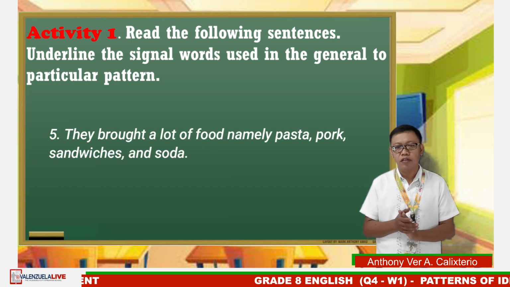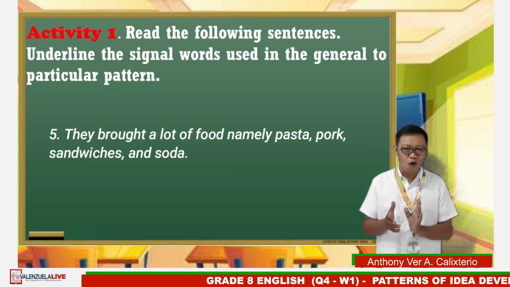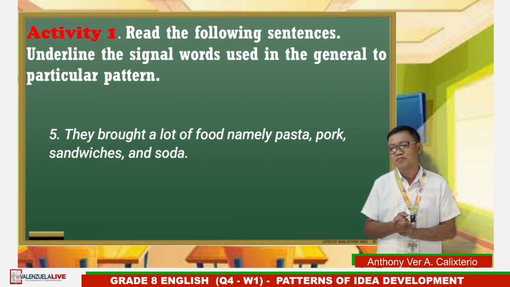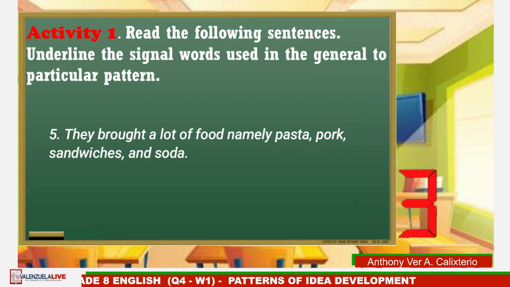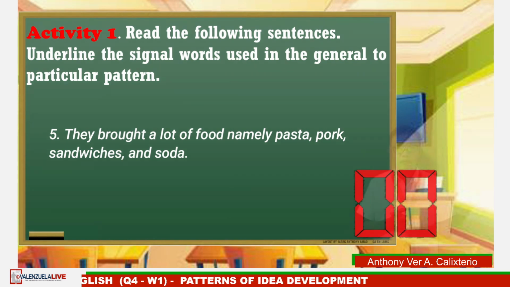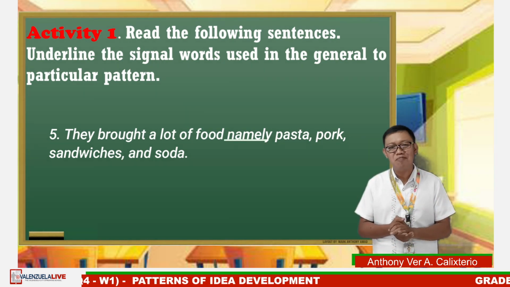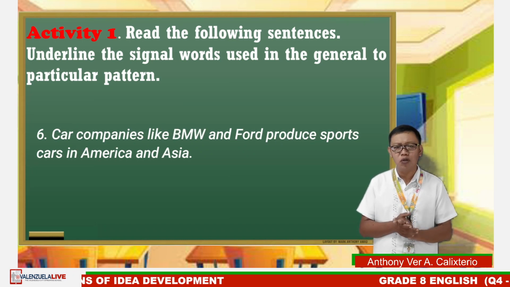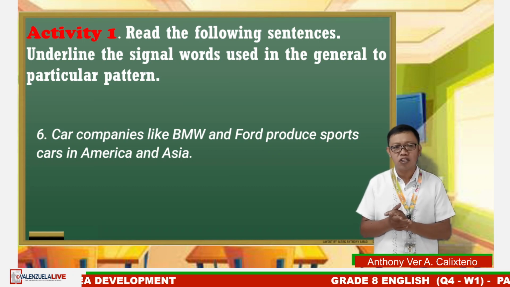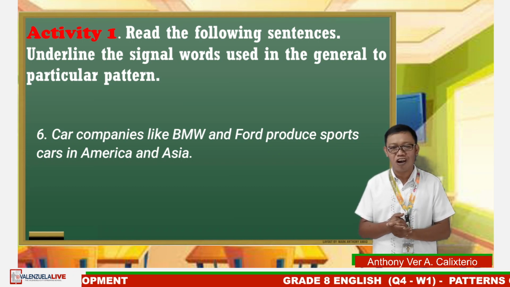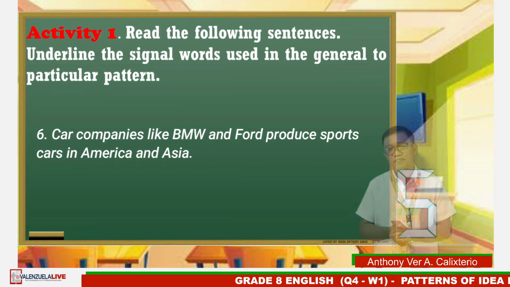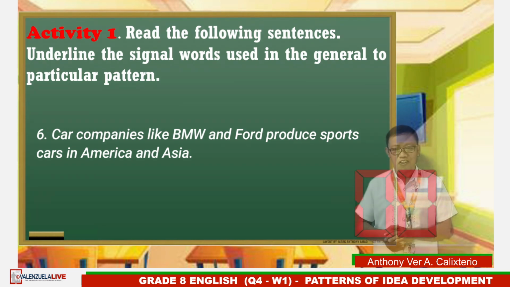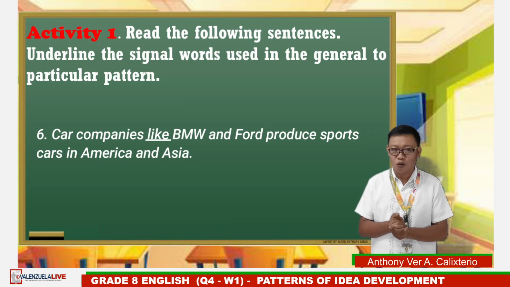Number 5. They brought a lot of food, namely pasta, pork, sandwiches, and soda. The answer is namely. Number 6. Car companies like BMW and Ford produce sports cars in America and Asia. The answer is like. The word like.